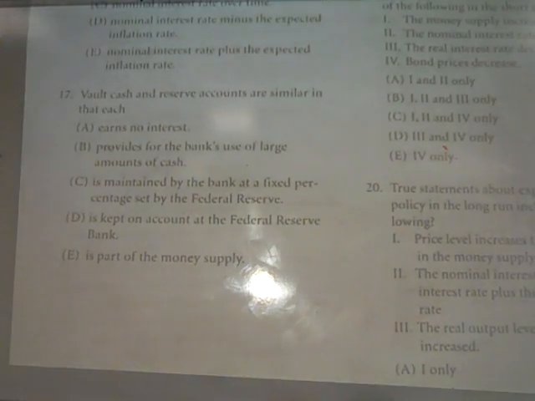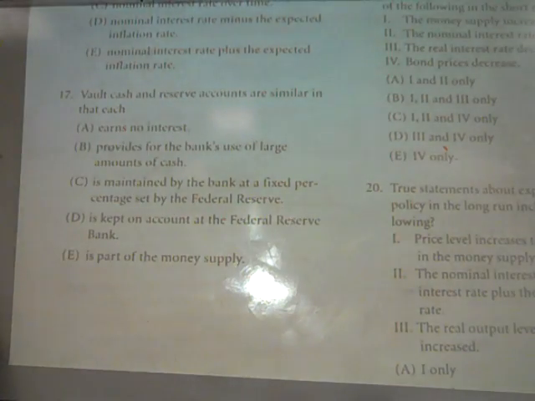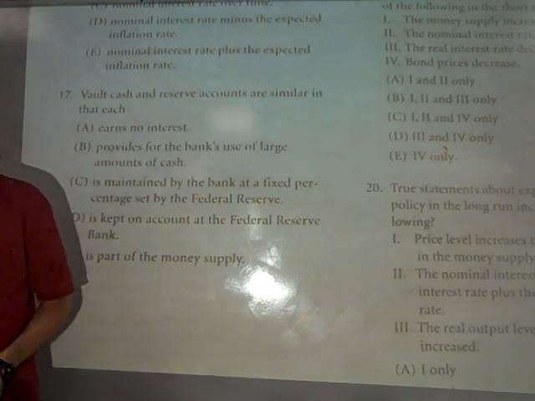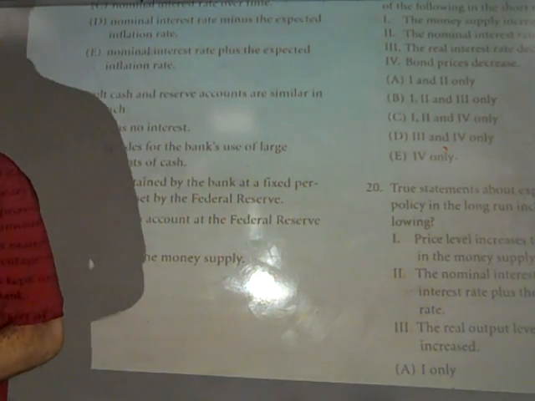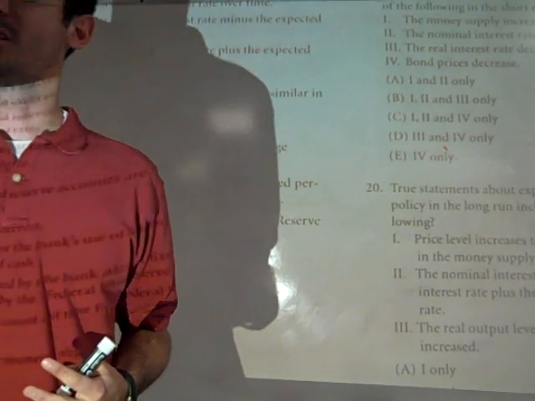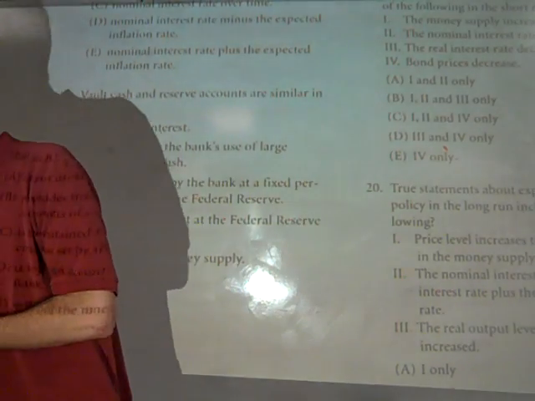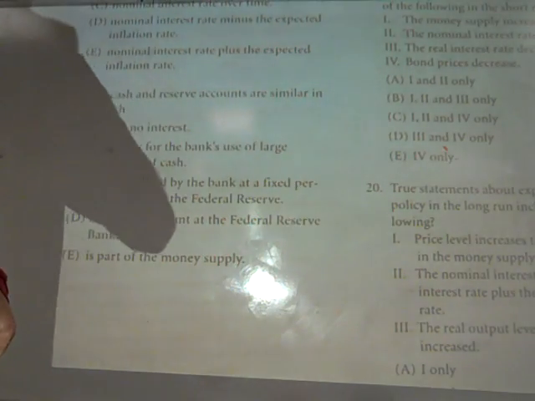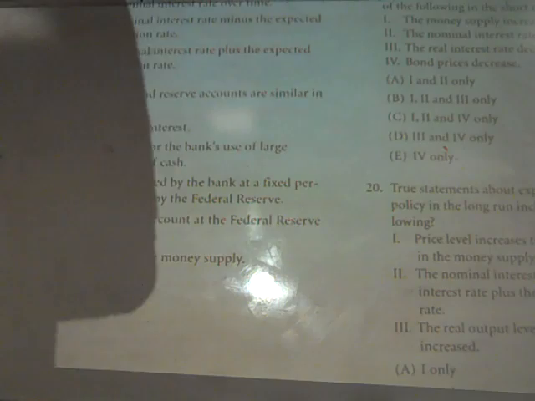Vault cash and reserve accounts. The AP test won't call them reserve accounts. They'll call them deposits with the Fed. I'm not even sure if I care what the answer to this question is, but it does remind me of something. This is a reference to the idea that banks have to keep reserves. We know that. The Fed set some reserve requirement. They would probably like to loan out just everything so they can make huge profits. But they have to keep some on reserve for safety. The Fed sets that amount.